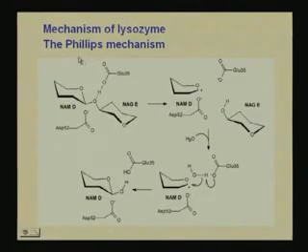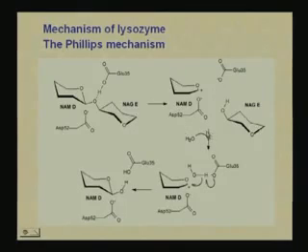This is basically just a summary of what we just said. It is called, by the way, the Phillips mechanism, and we have here, therefore, in the first step, the glutamic acid 35 provide the proton. It provides this proton to this NAM-NAG set. We have the oxonium ion produced, and the glutamic acid 35 forms the COO minus.